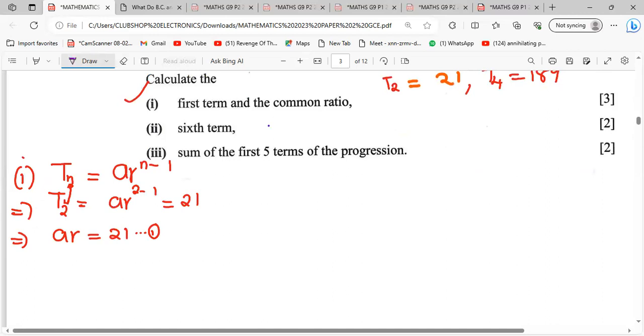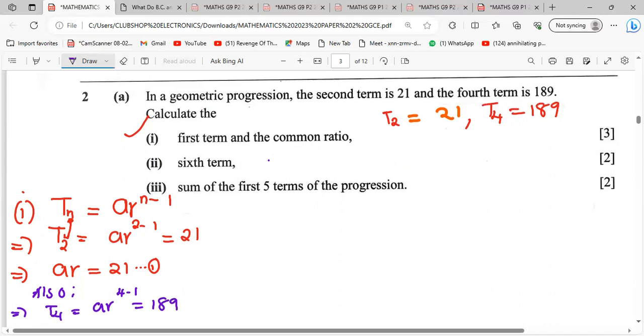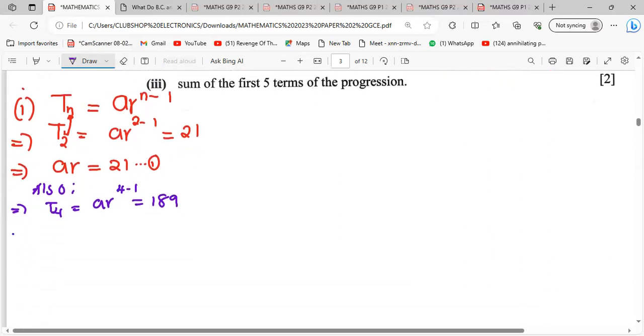Also, we have T4. T4 is equal to AR^(4 minus 1) is equal to 189. Okay? Implying therefore that AR to the power 3 is equal to 189, and this becomes our second equation. Now, we are going to solve these equations simultaneously.